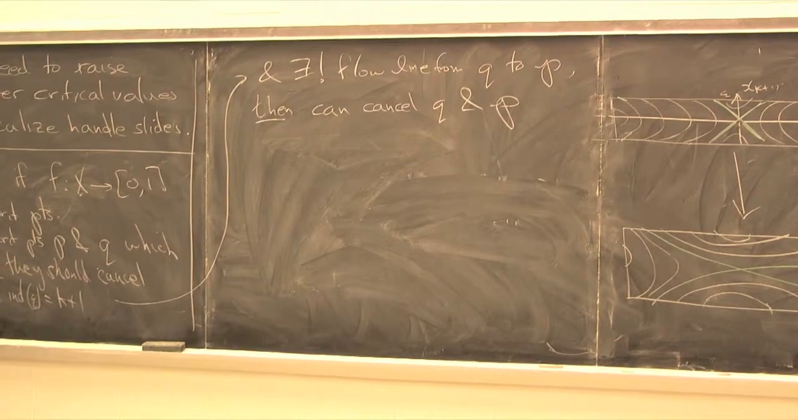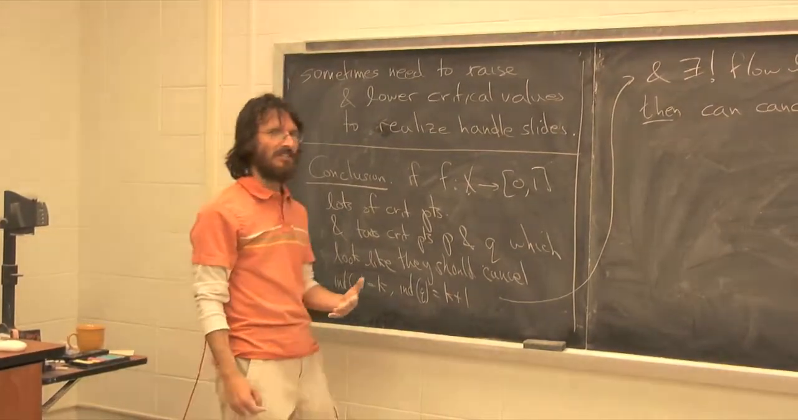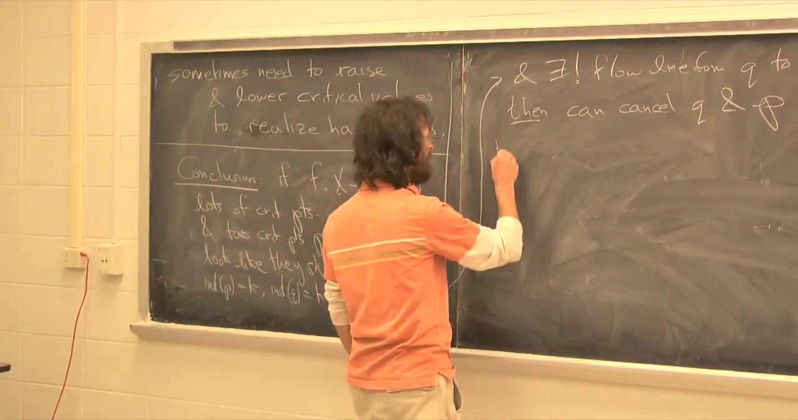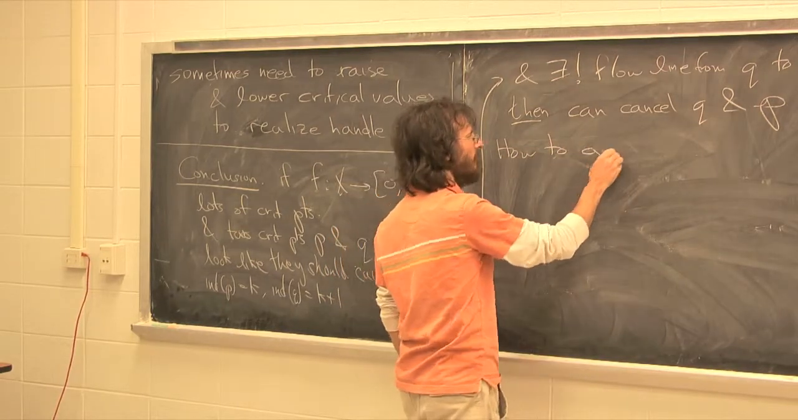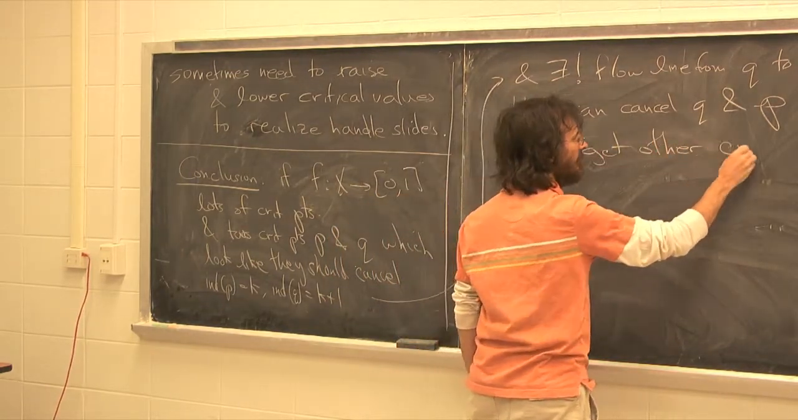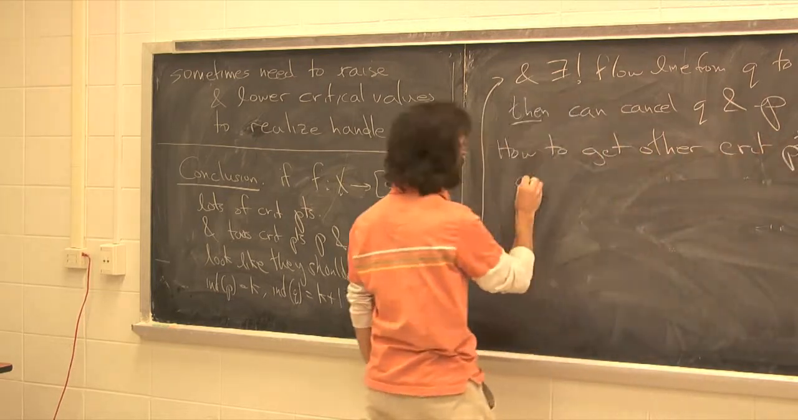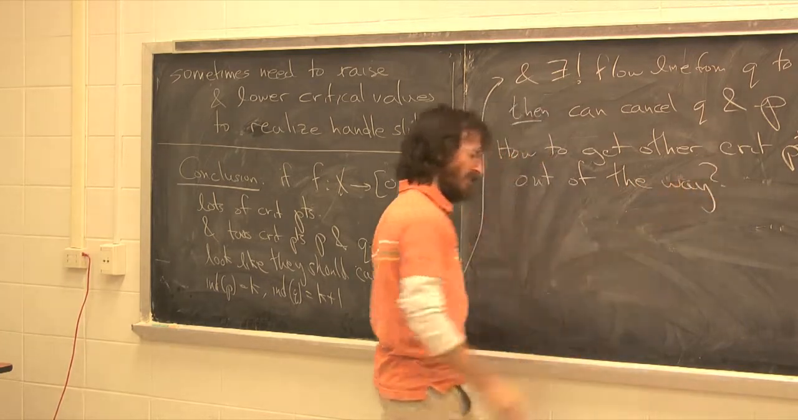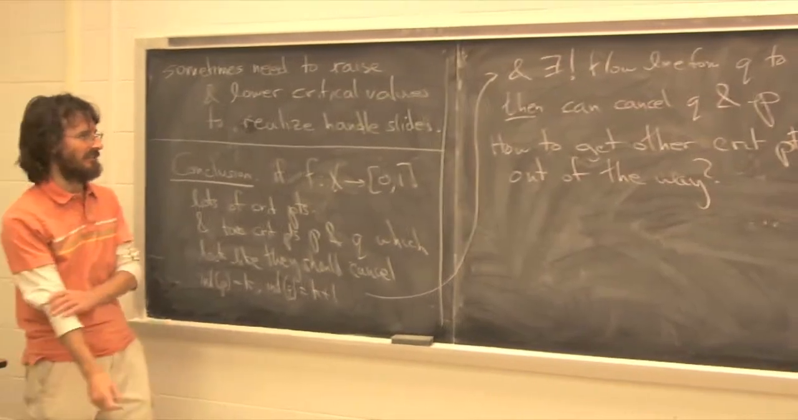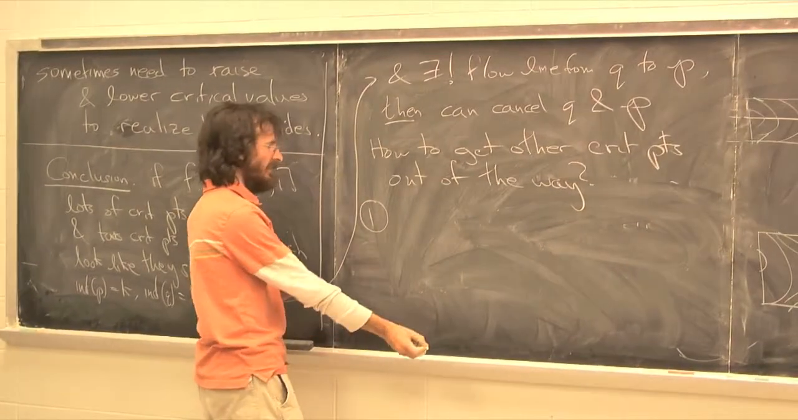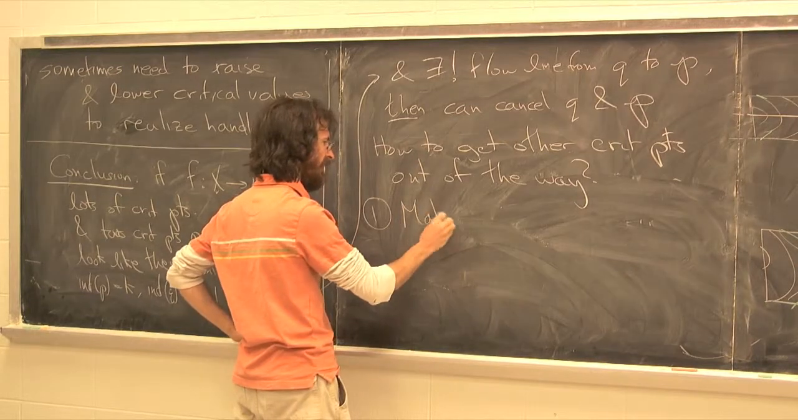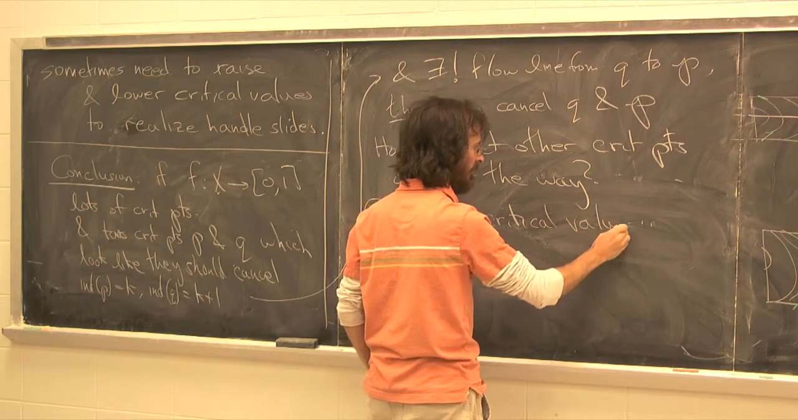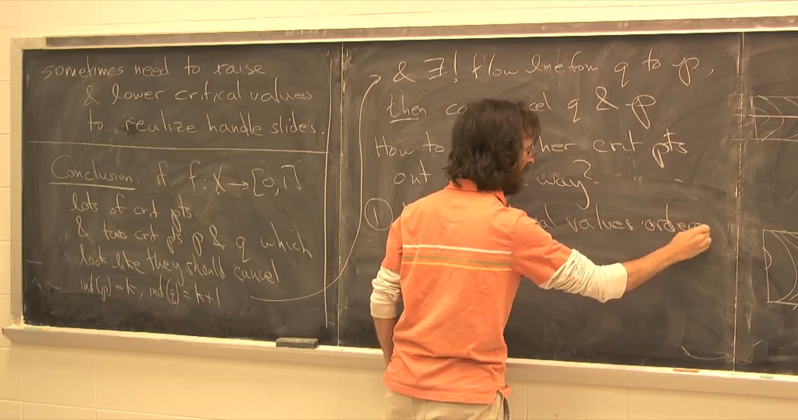So the problem is that there's lots of critical points. Can we see that using this technique we can get all the other critical points out of the way? So how do we get other critical points out of the way? This is in general possibly overkill, but the most efficient thing is, step 1, make the critical values ordered by index.